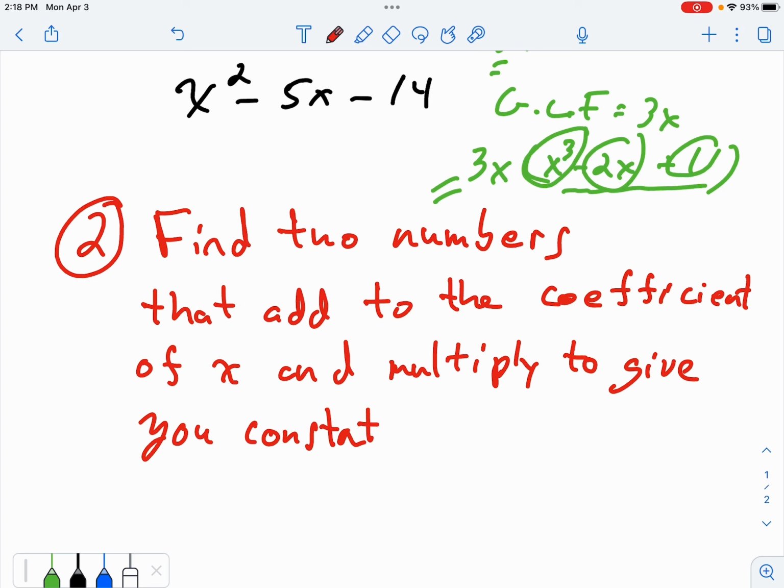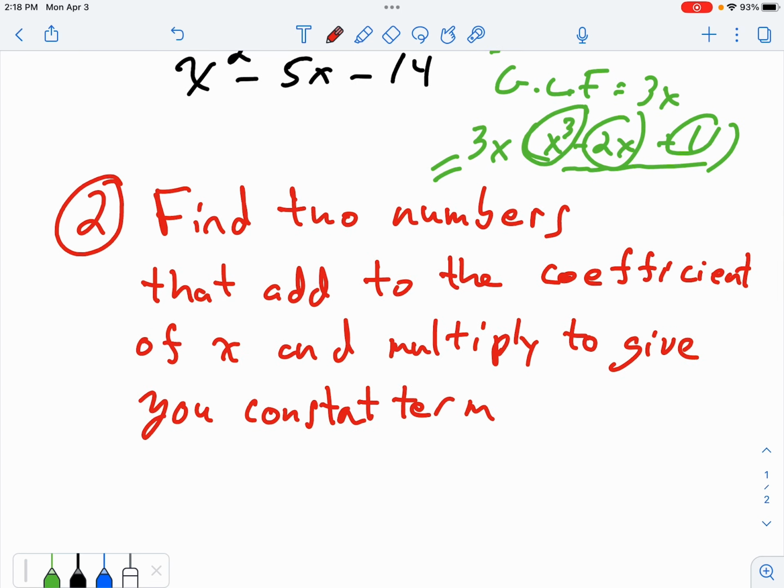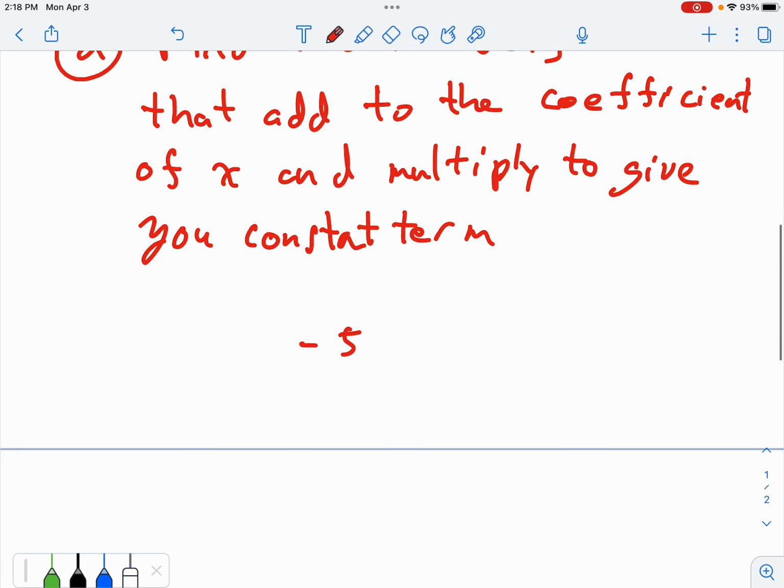So in our case, we need two numbers that add to give you the coefficient of x, which is minus 5, and multiply to give you the constant term, which is minus 14. So looking for two numbers that add to give you negative 5 and multiply to give you negative 14. And the best way to find out which numbers would work would be to list out the factors of the minus 14, the constant term.